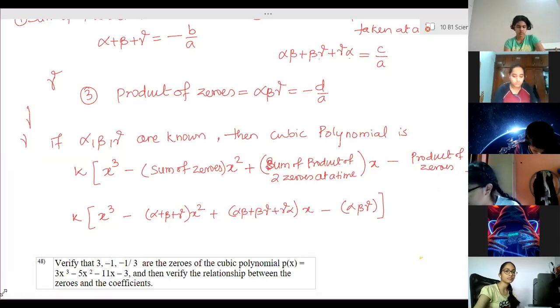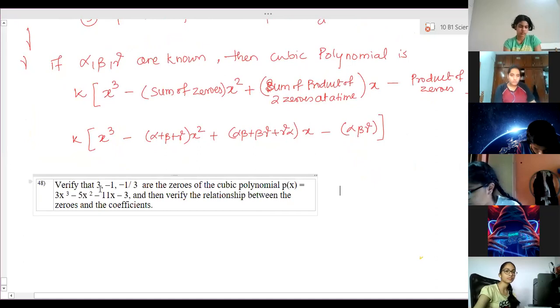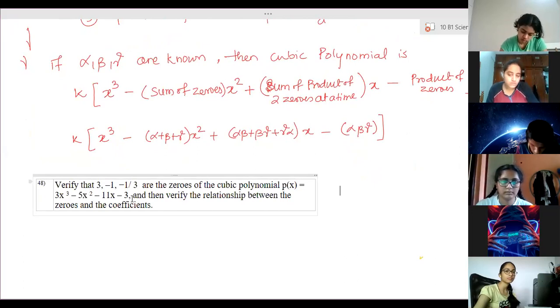First question: you have to verify that these three are the zeros of this polynomial. How will you verify that these are the zeros? How can you say that 3 is a zero of this polynomial? We can substitute 3 in place of x. To verify that 3 is a zero, substitute the value of x in that polynomial and you should get the answer 0.